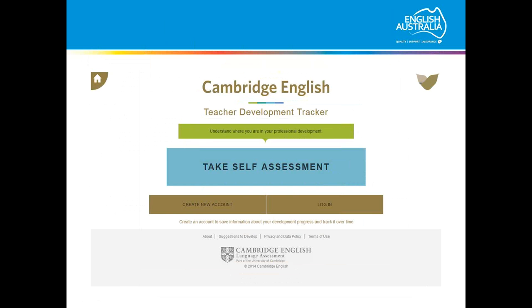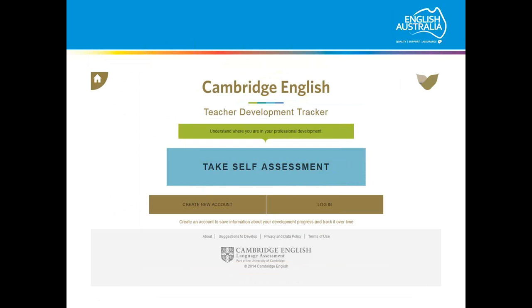This is the login page for the Cambridge English Development Tracker. You basically create an account. It's all free. You create an account and take a self-assessment, and it'll record it for you. Or over time, you log back in and you do more self-assessments and see how you think you're going in different areas. Now, I really like this because it takes a lot of the guesswork out of it, not all of it, for the individual.